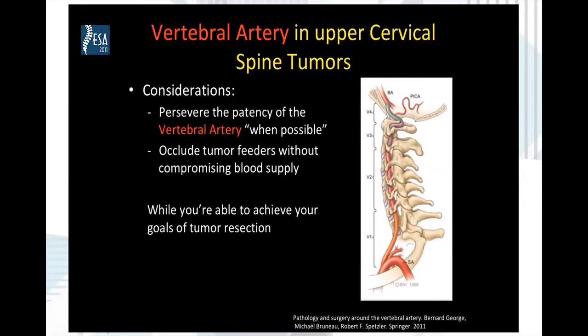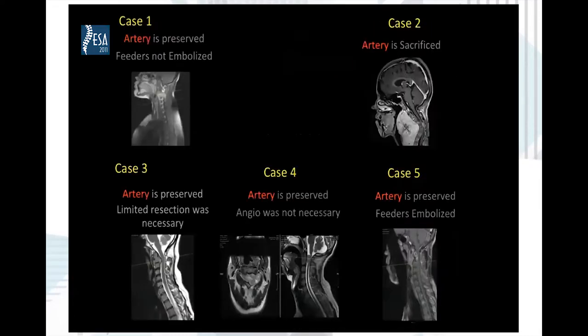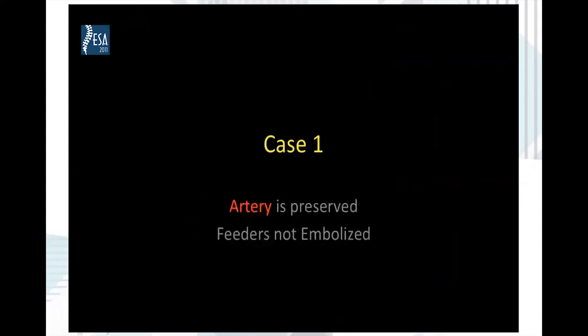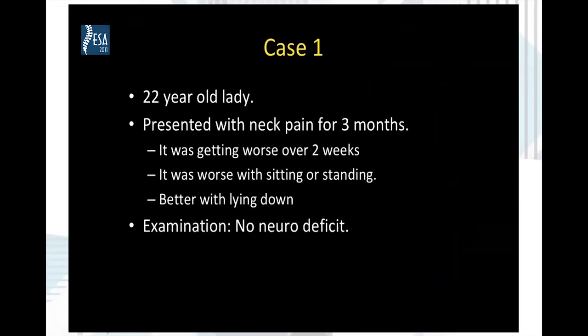the artery. So when you treat a tumor with vertebral artery consideration, you would want to be preserving the patency of the vertebral artery when possible, occlude the tumor feeders without compromising the blood supply, while you're able to achieve your goals of tumor resection. So I'll go over these 5 cases, and every case is unique in the pathology and location and vertebral artery relationship. So the first case is a case where we preserved the artery, but the feeders were not embolized.